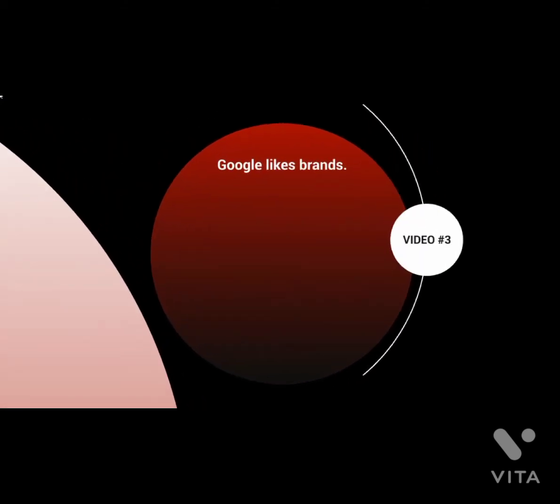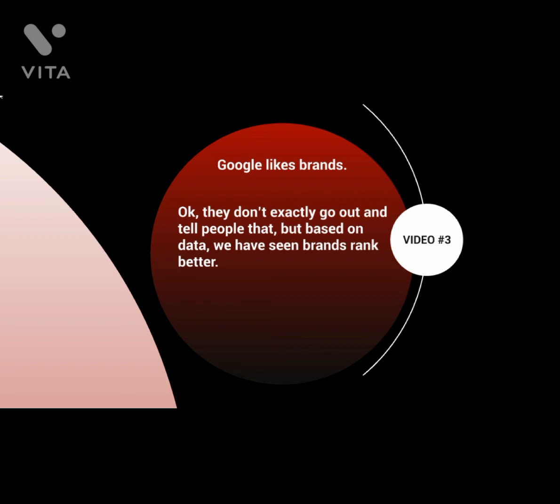Now, we don't know exactly whether this is true or not, but based on the data that we have seen, and based on the data that has worked not only for us but for many others, Google likes brands. It's not necessarily that they like brands because brands make a lot of money or anything like that. But we've realized there are certain variables that make a brand stand out. They don't exactly go out and tell people that they like brands, but based on the data that we've seen, we have seen brands rank better.